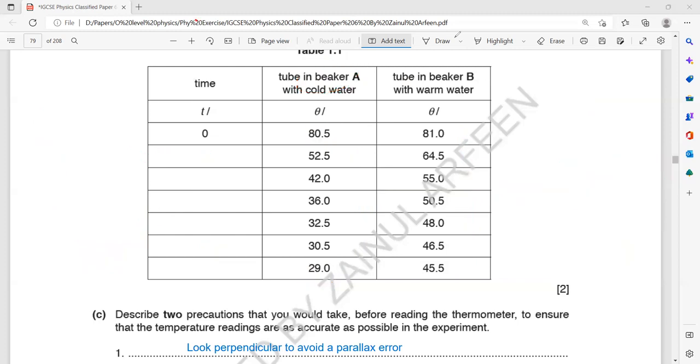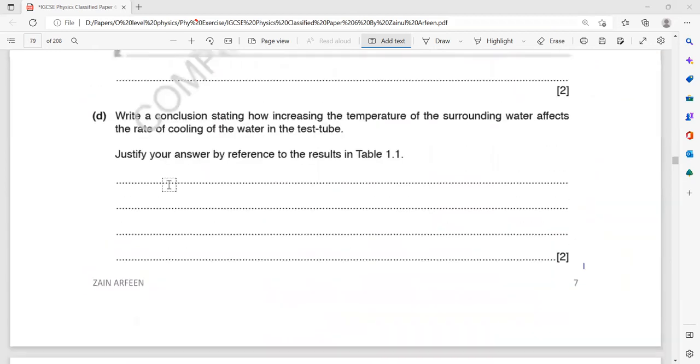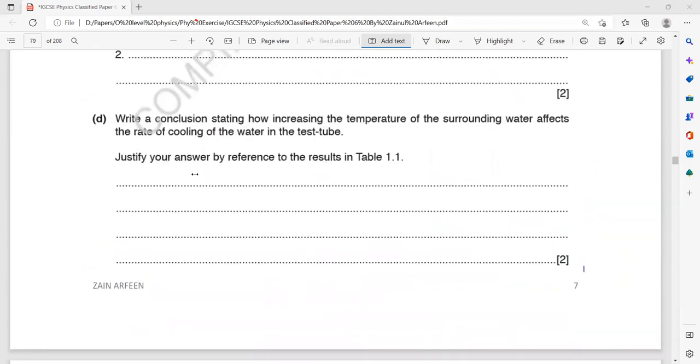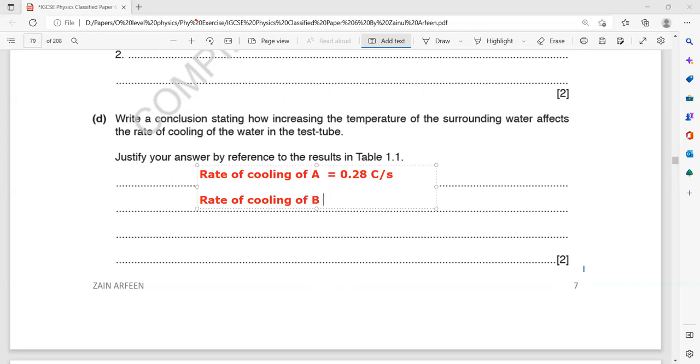So for the answer here, we will just mention our result, because you must justify your answer by reference to the result. So you can say the rate of cooling of A equals 0.28 degrees centigrade per second. And for B, that equals 0.19 degrees centigrade per second. So A cools down faster compared to B.